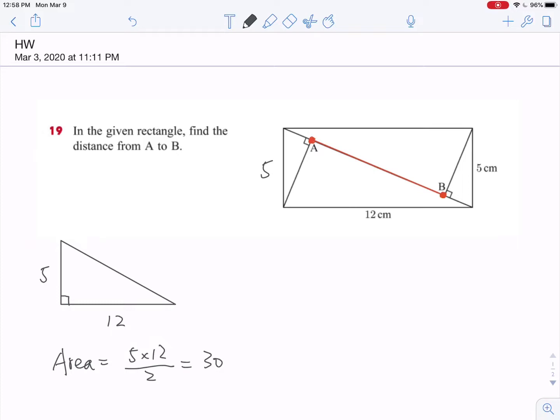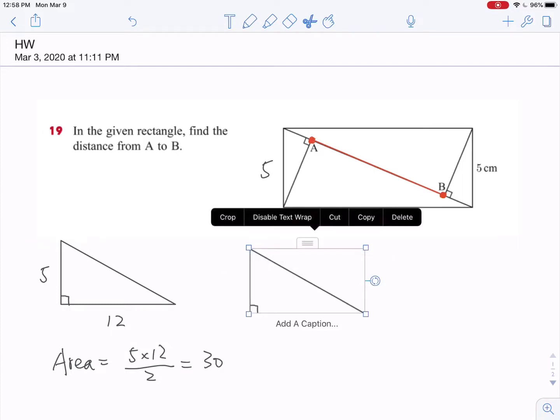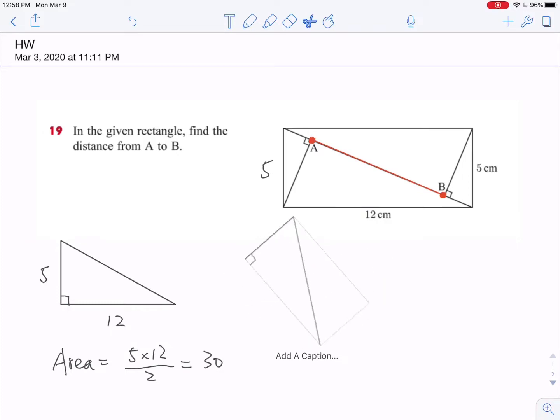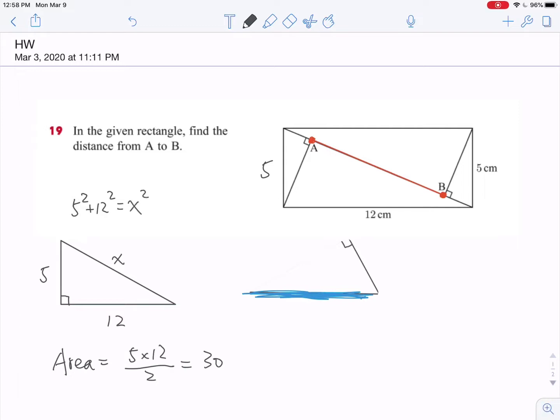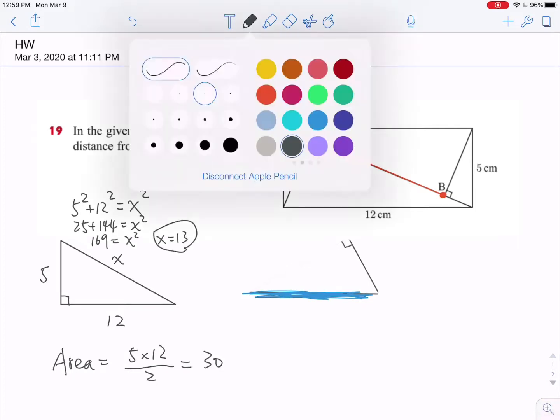But this is actually not the only way of finding the area. We could tilt the triangle a little bit like this, making this side the base. And how long is this side over here? Well, according to the Pythagoras theorem, you can solve for this side. In this case, you have 5 squared plus 12 squared equals x squared. You will have 25 plus 144 equals x squared. You have 169 equals x squared. You will have x equals 13 actually. So this side is 13.